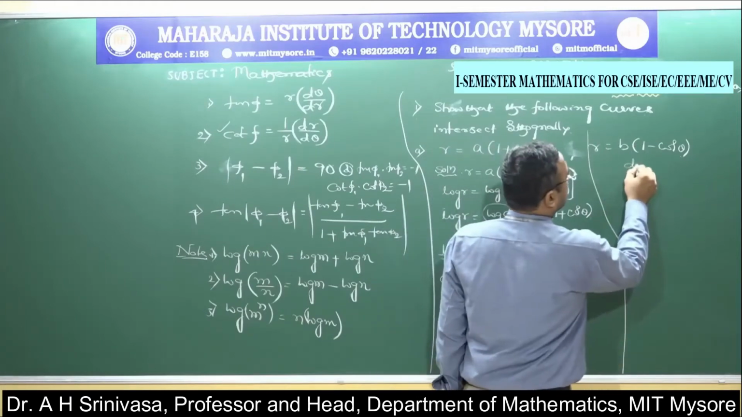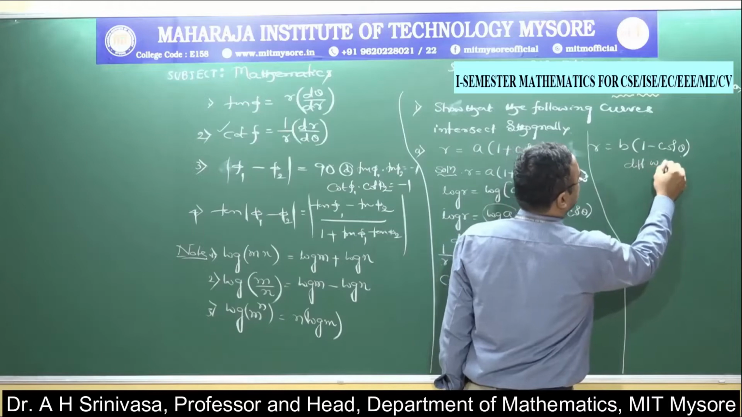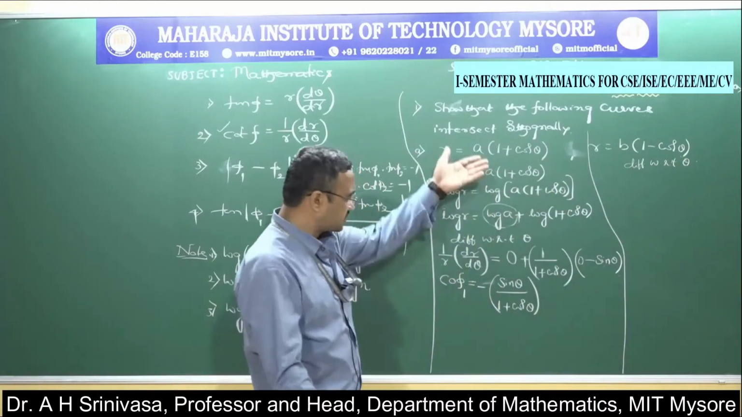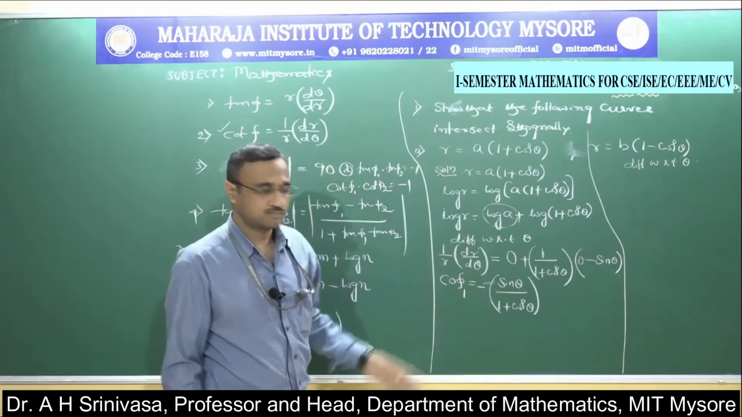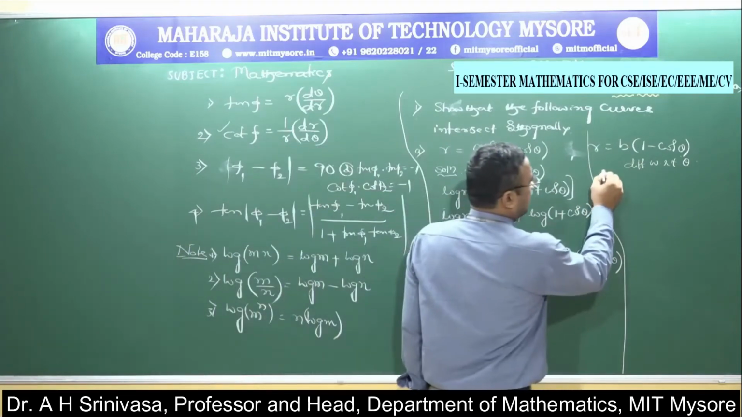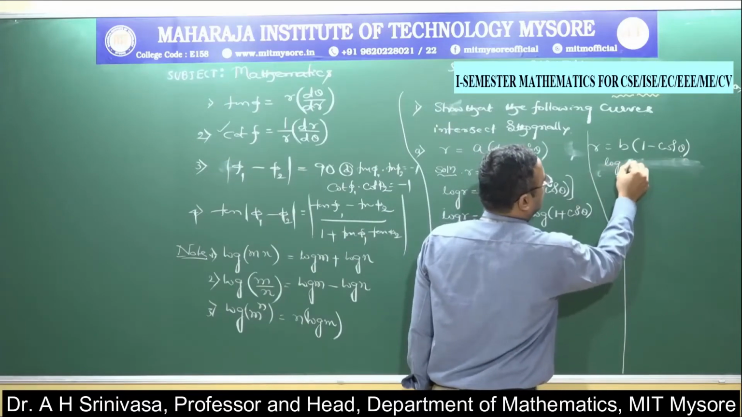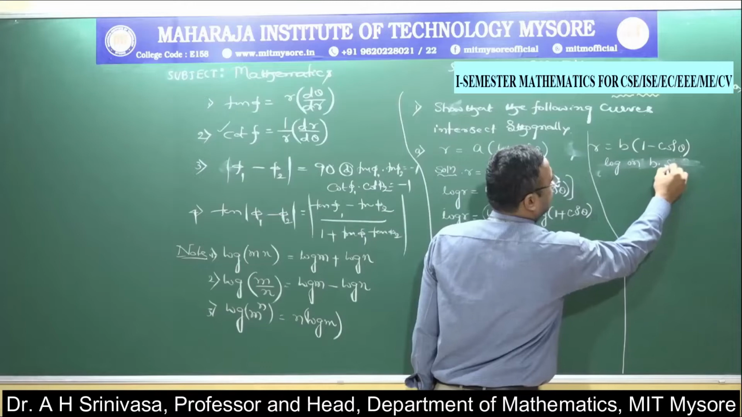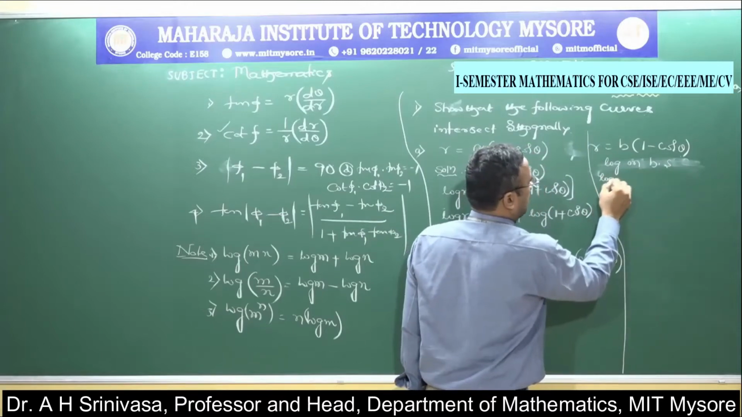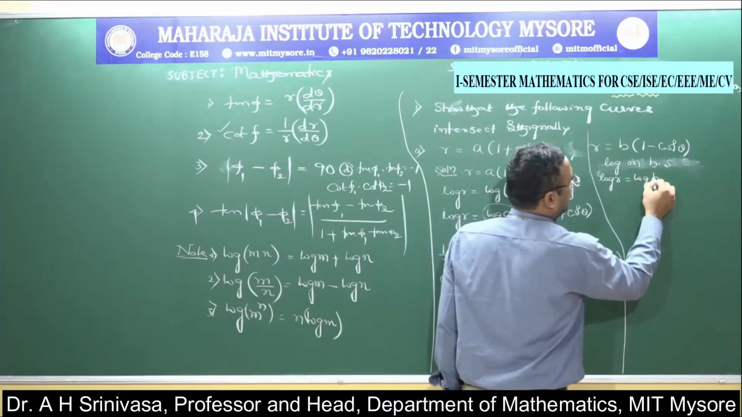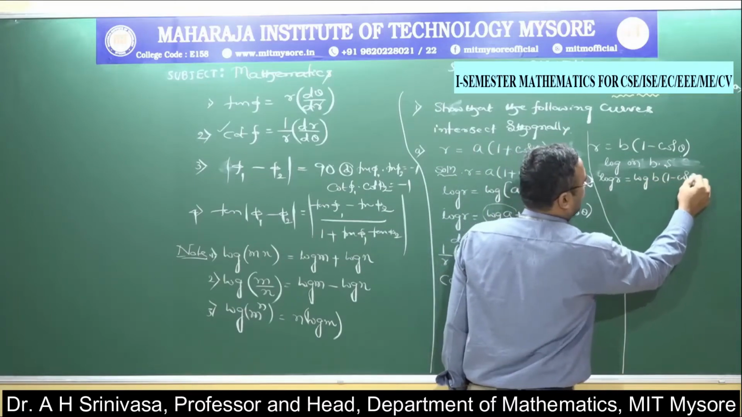Now again differentiate with respect to theta. Same procedure I have to adapt here. Before differentiation, first you have to take a log on both sides. This becomes log r equal to log b into 1 minus cos theta.